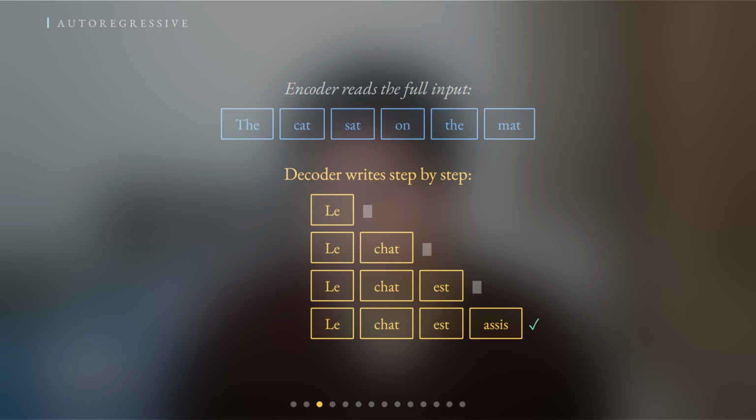Notice the pattern? At step 1, the decoder had no prior context. At step 4, it had 3 previous words, guiding its choice. This is why order matters. This is why we need the masking we will see next.